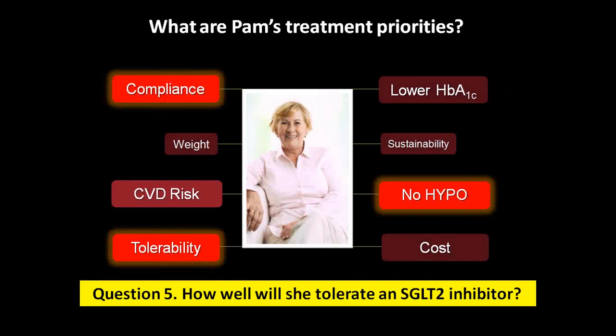Next slide, please. So again, you have the same sort of balance. Weight and sustainability are not so much of an issue. You don't have a long time to worry about here, and weight is not a priority for her. But she has other issues to be concerned about: compliance, hypoglycemia, and tolerability. And again, I'll open it up to the panel. What do you think an SGLT-2 would do for her? How well do you think a 71-year-old with these issues will tolerate an SGLT-2 inhibitor?